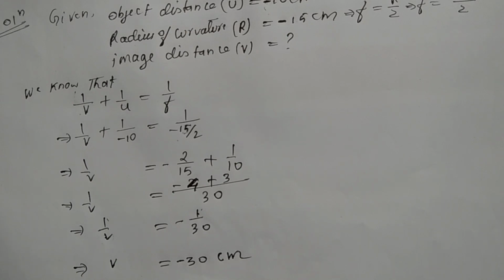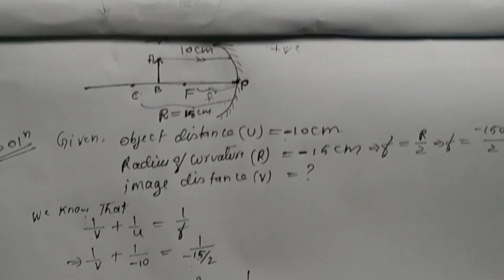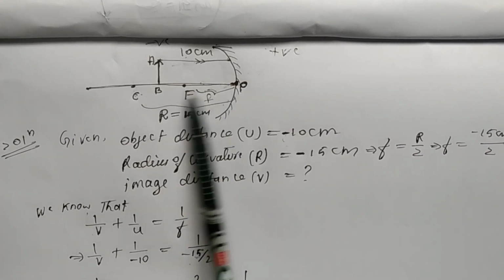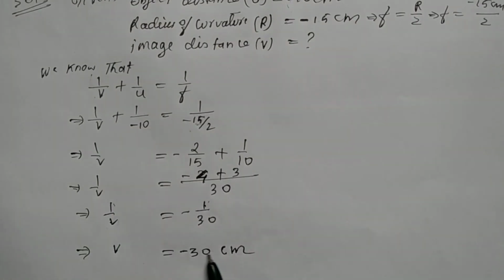Now where is the image formed? I have given the condition, if the image is negative, that means what? The image is formed in front of the concave mirror. This side means what? Negative, isn't it?